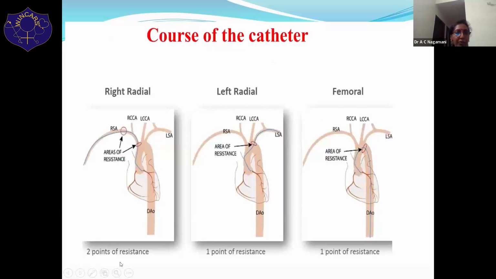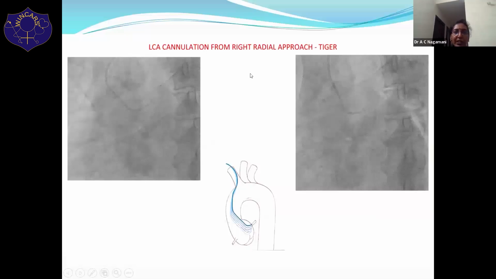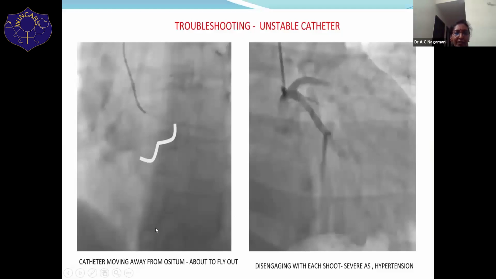The right radial, which we commonly use, encounters 2 points of resistance. As we enter the aortic arch from the subclavian, we encounter the first resistance, where we can ask the patient to take a deep breath, or just shrugging of the shoulder or turning the head to the opposite direction will help. And the next resistance is as we enter the ascending aorta. But in left radial, which is almost similar to femoral, there is only 1 point of resistance as we enter the arch of aorta. So even when we cannulate with the Tiger catheter, which is commonly used, there is some resistance we can encounter, which is not as easy as in femoral. So there needs to be some manipulation, and definitely asking the patient to take a breath and hold the breath will help.